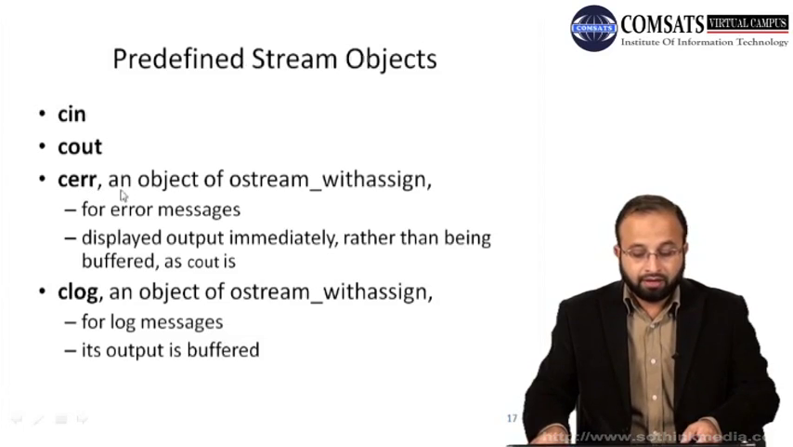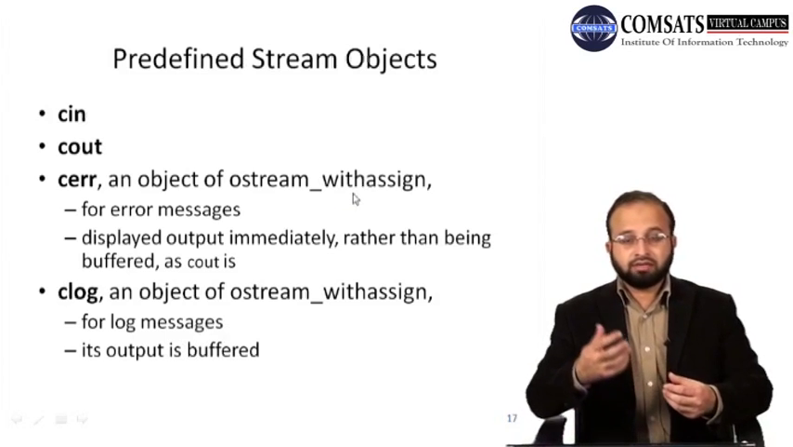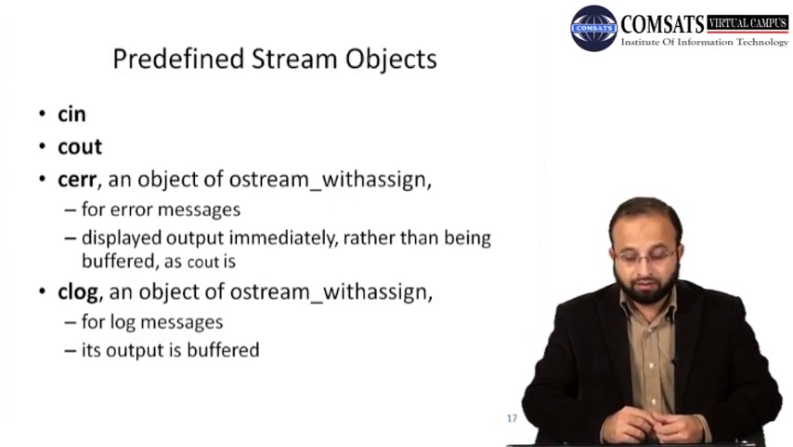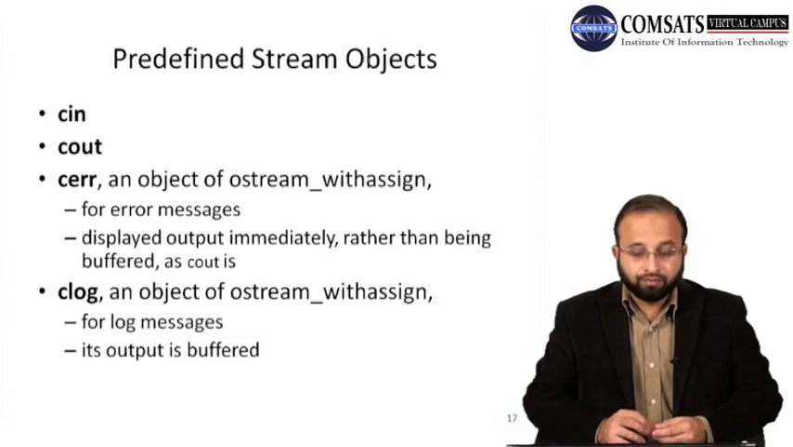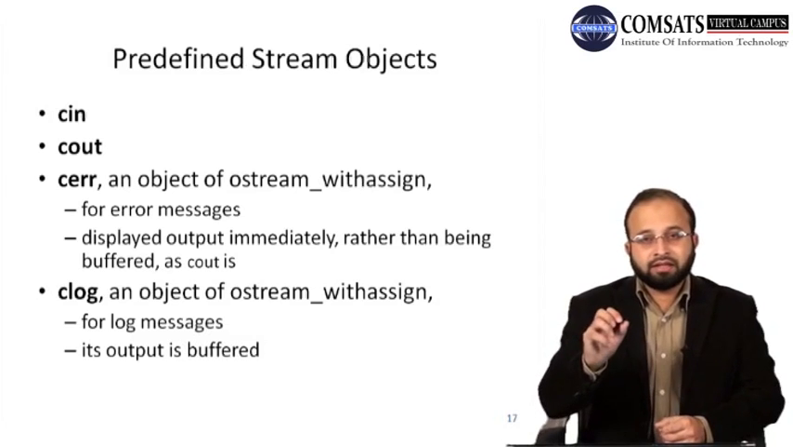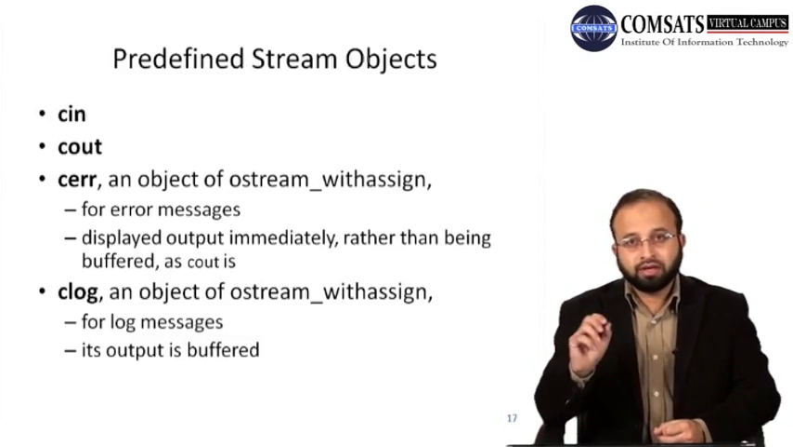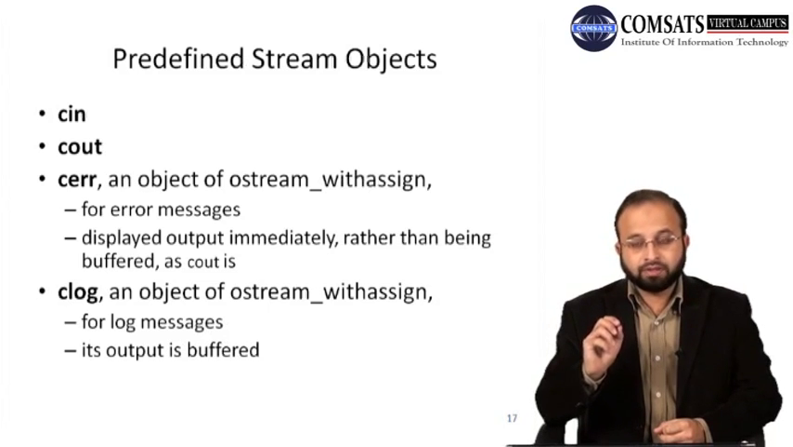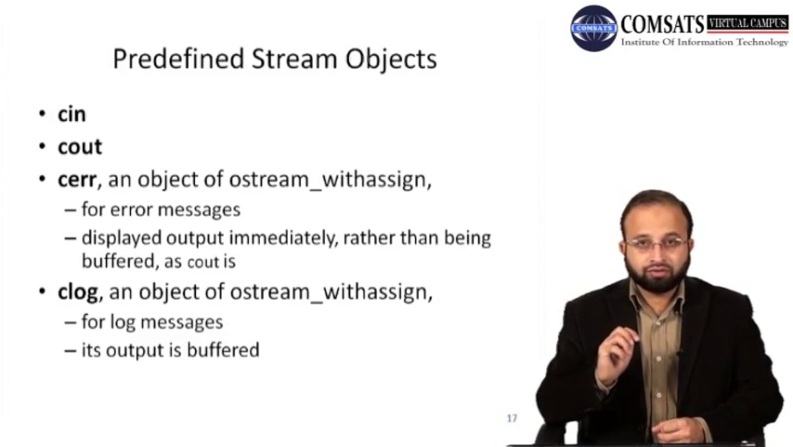Then we have cerr, an object of the ostream_withassign class. So the ostream_withassign class, hierarchy में हमारे पास इस तरह से आ रही है. सबसे पहले हमारे पास ios class है, then we have the ostream_withassign class, right, and the istream_withassign class. So let me say it again. ios सबसे पहले हमारे पास base class है, and then we have the istream class and the ostream class, and the ostream_withassign class is derived from the ostream class, and the istream_withassign class is derived from the istream class. And basically cin and cout are objects of istream_withassign and ostream_withassign respectively.